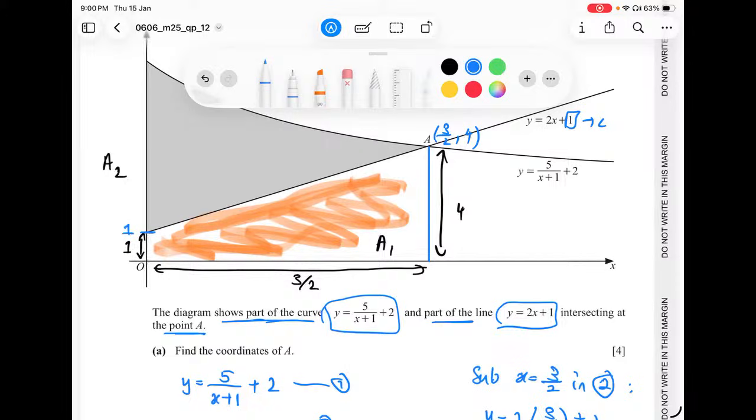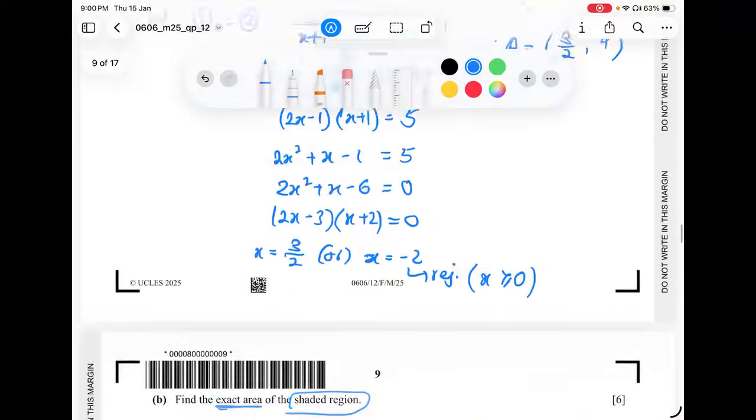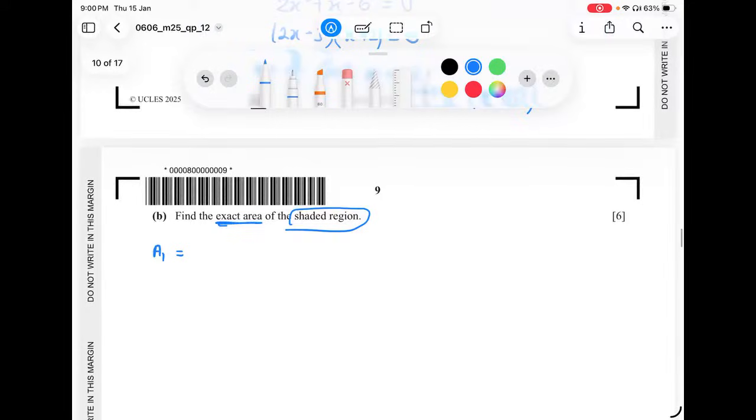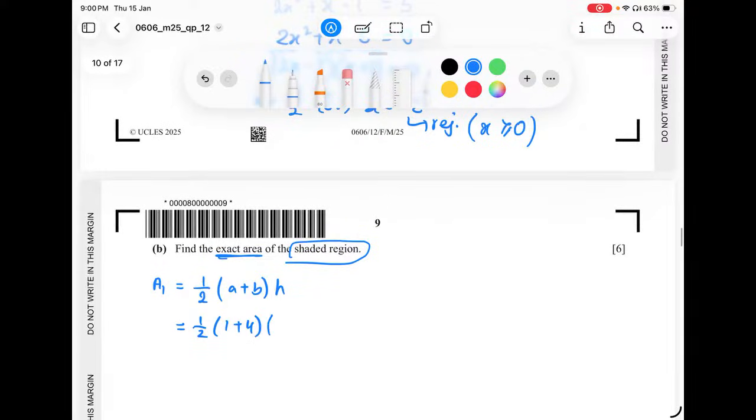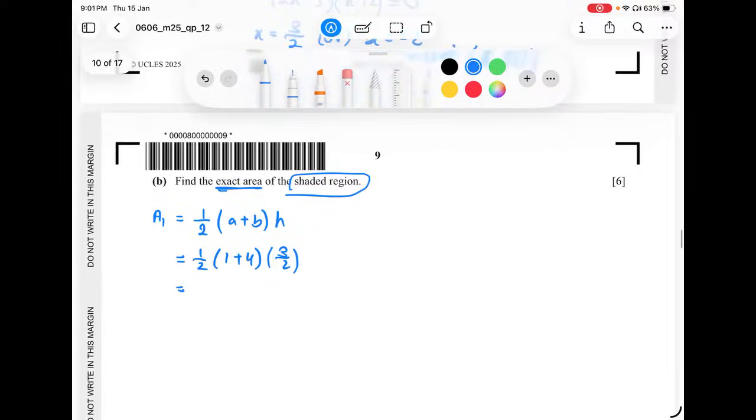Basically this trapezium is turned into a horizontal position. That's why these are your two parallel lines and this is your height. Now the area is half times (a plus b) times h, where a plus b are your two parallel lines and h is your height. So half times (1 plus 4) times 3 by 2, which gives you 3 by 4 times 5, so that should be 15 by 4. Your area 1 is 15 by 4 units squared.